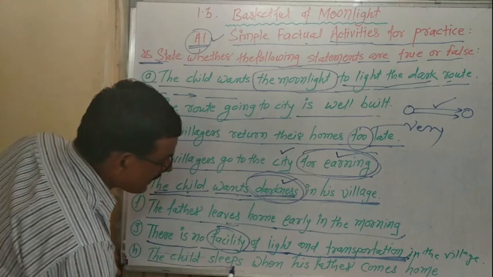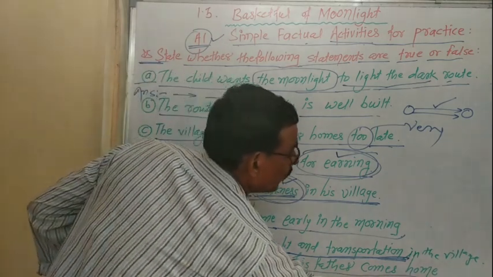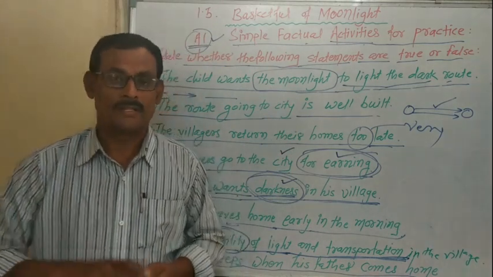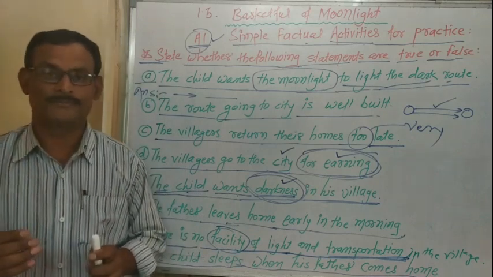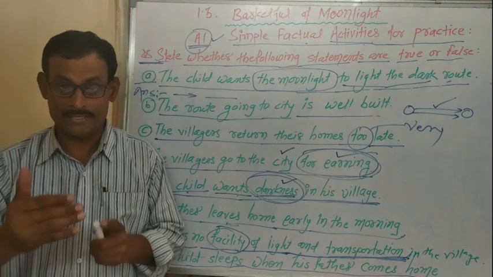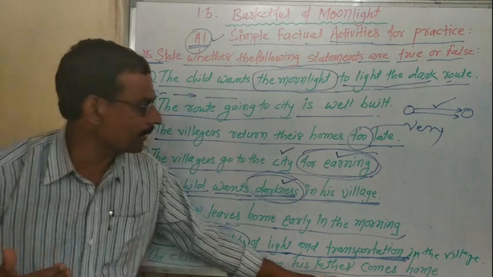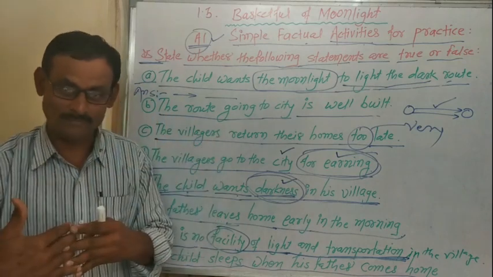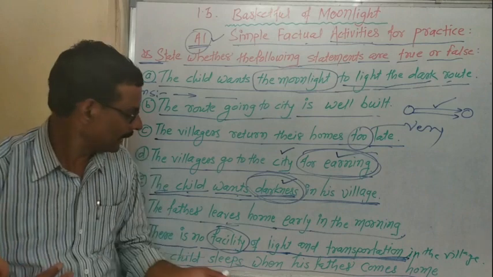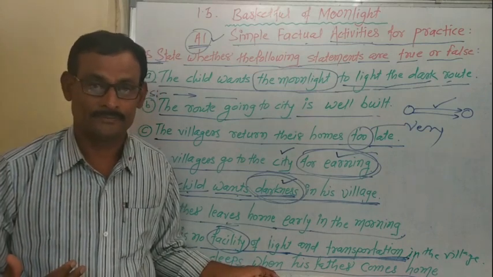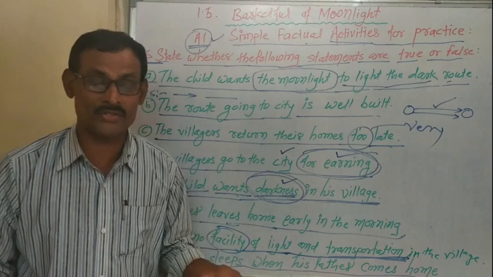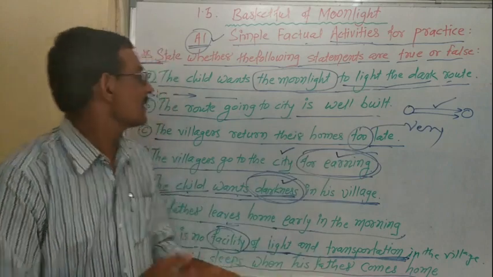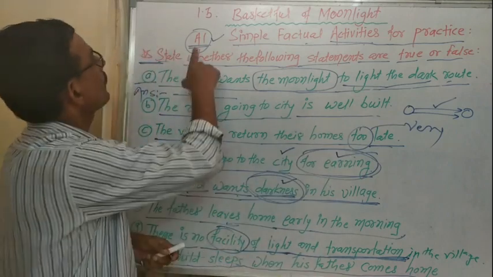The child sleeps when his father comes home. The statement is, the child is asleep when his father comes home. When his father comes home late at night, he is asleep. You have to decide whether the statement is true or false. Thus, these are the sentences regarding one type of A1.